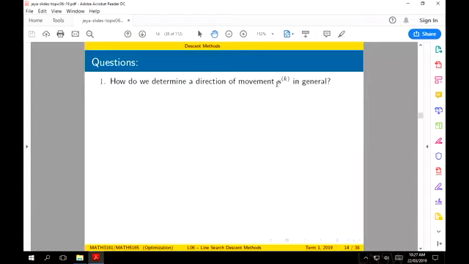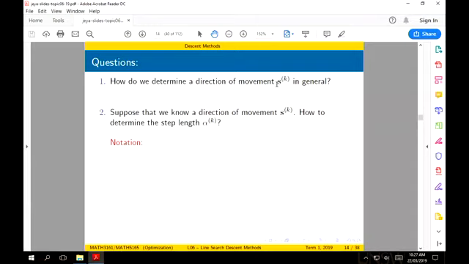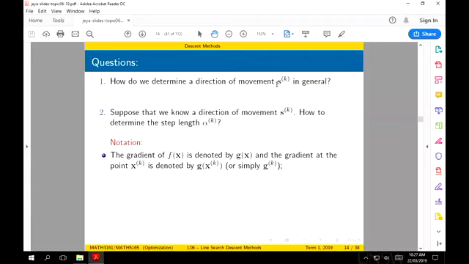So here are the basic questions. How do we determine the direction of movement sk in general? That's one. Second, suppose we know the direction of movement sk, how do we determine the step length? We want to know the minimizer alpha k in the direction sk. We are going to do this calculation many times, so we want to come up with some simple notation. We don't want to write the gradient and the Hessian and so on. The objective function is f(x). The gradient of f(x) is denoted by little g(x). The gradient at the point xk is denoted g superscript k, which means g(xk).